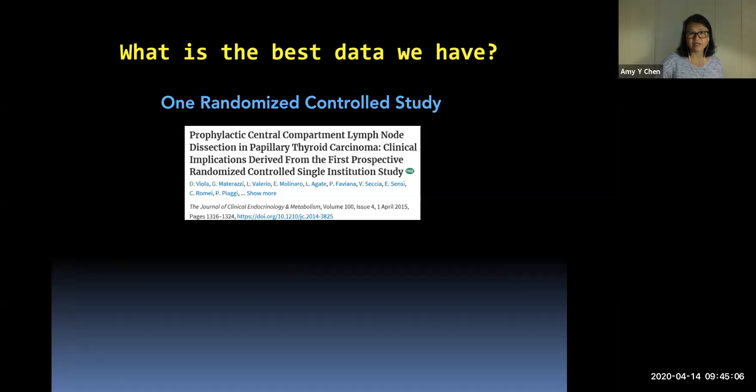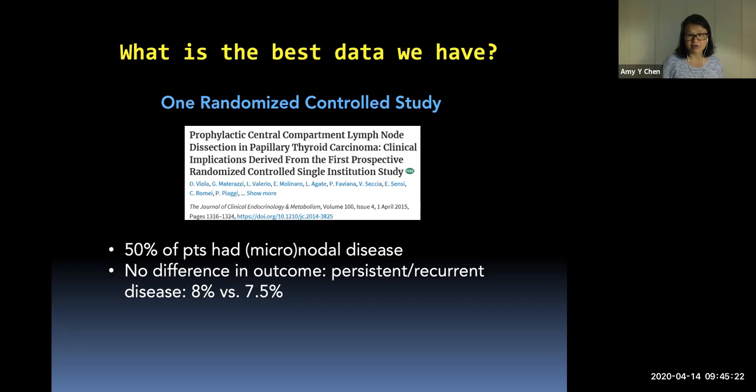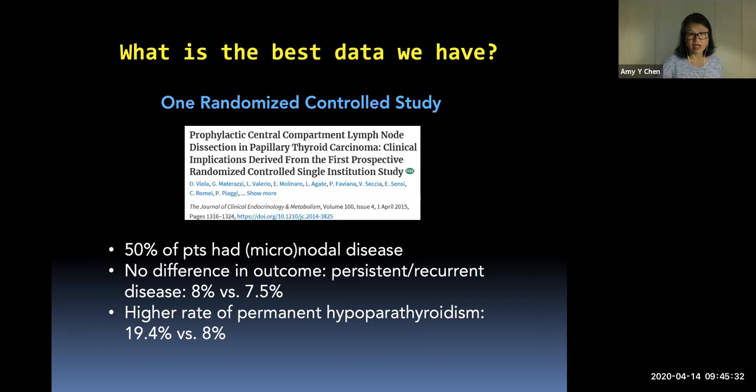There is one randomized control study where they did look at, in one single institution, prophylactic versus not prophylactic. 50% had micronodal disease, so therefore very, very small focus of disease. There was really no difference in outcome with persistent or recurrent disease. So still very low, but we really aren't helping the patient all that much because we really didn't have any difference in outcome. However, this was the big change, that there was a much higher rate of permanent hypoparathyroidism in about 20% versus 8% of those who did not get a central lymph node dissection.